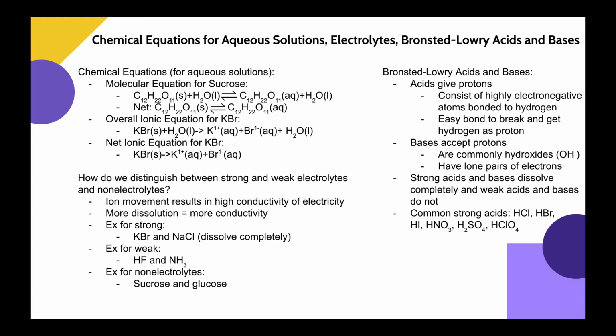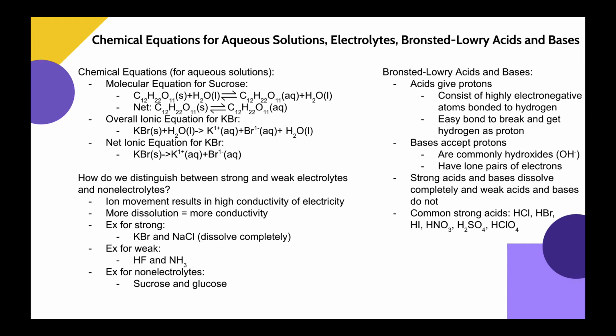Another example of a strong electrolyte would be sodium chloride, which also dissolves almost completely. Some examples of weak electrolytes would be hydrogen fluoride and ammonia, since both of those do not dissolve completely and therefore are weak electrolytes. And some examples of non-electrolytes would be molecules like sucrose and glucose, which only dissociate into their individual molecules but don't dissociate into ions.